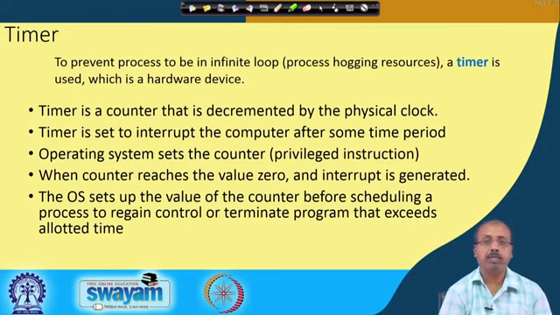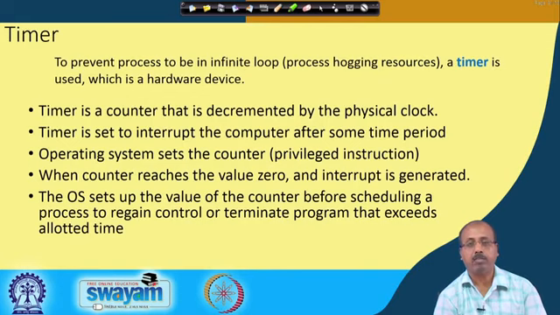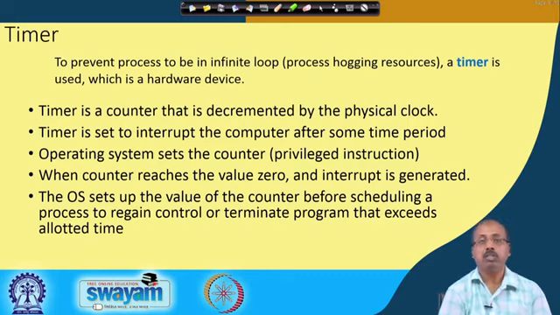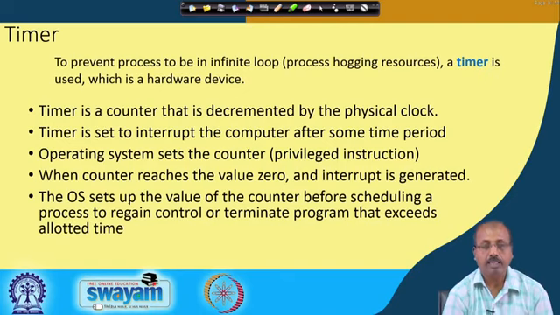So, we may identify the process to be one which is misbehaving. The operating system sets the counter, which is a privileged instruction. That will set for how much time the process should execute, and when the counter reaches value 0, an interrupt will be generated. The OS will set up the value of the counter before scheduling a process, to regain control or terminate a program that exceeds the allotted time.